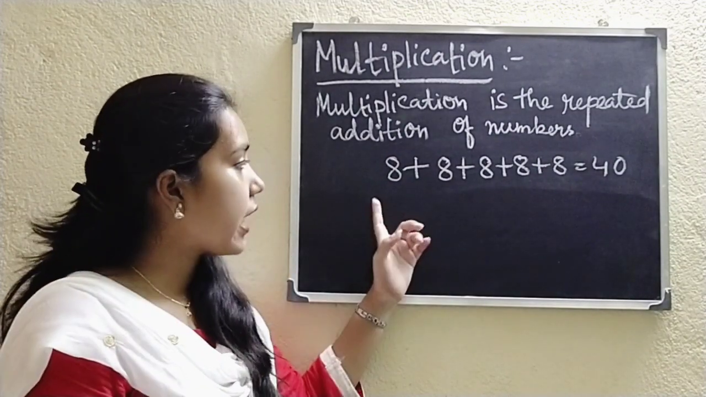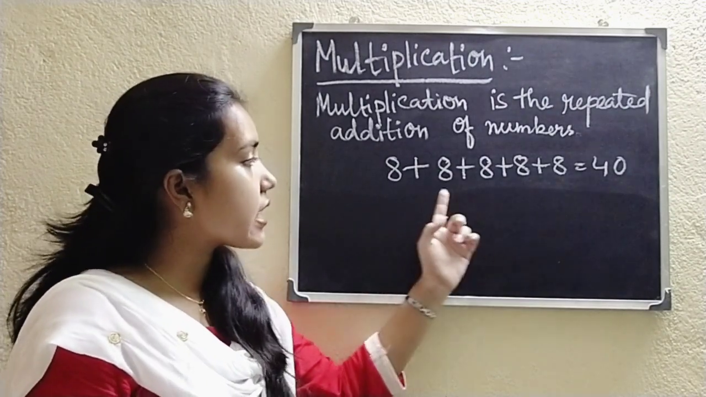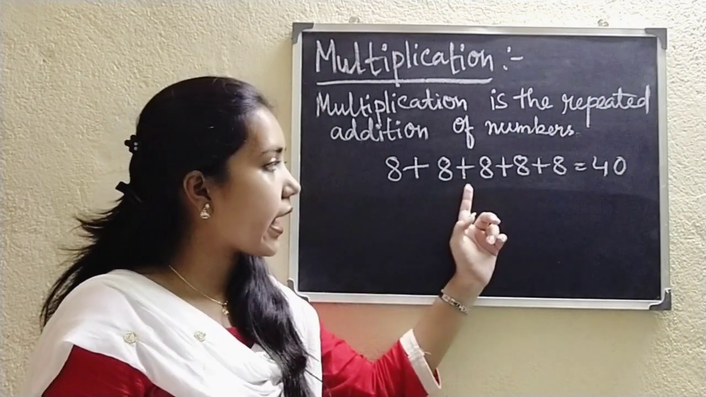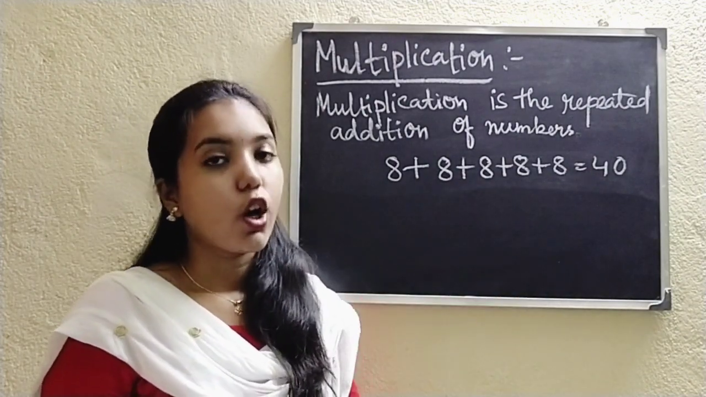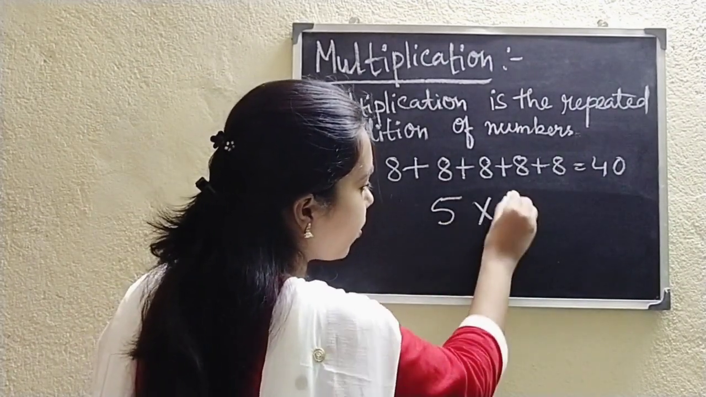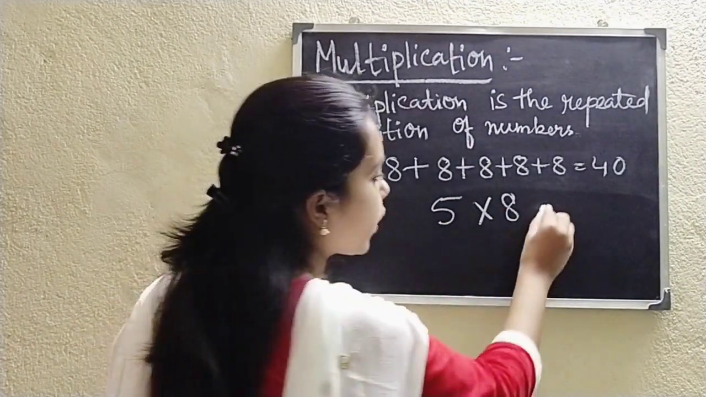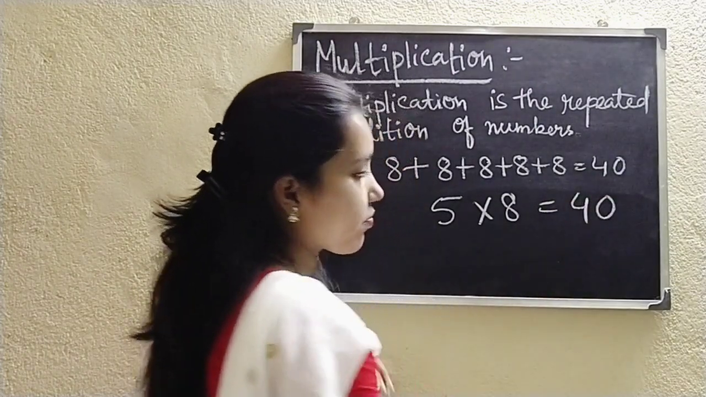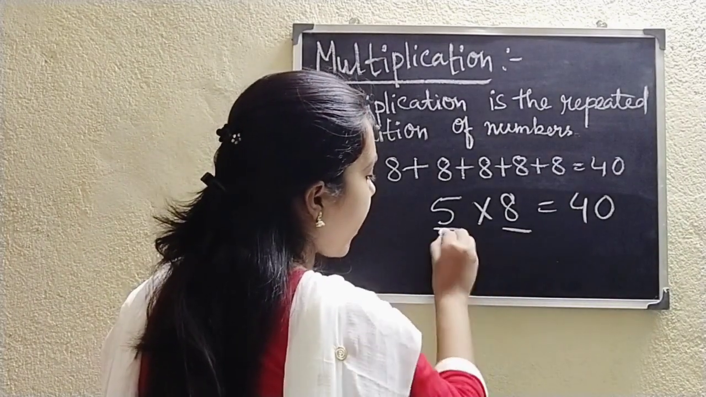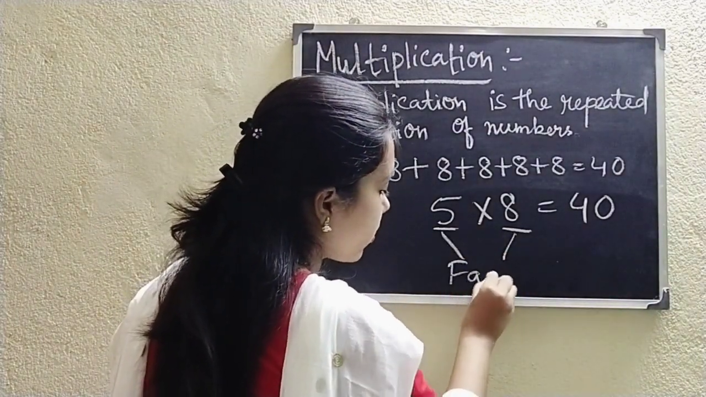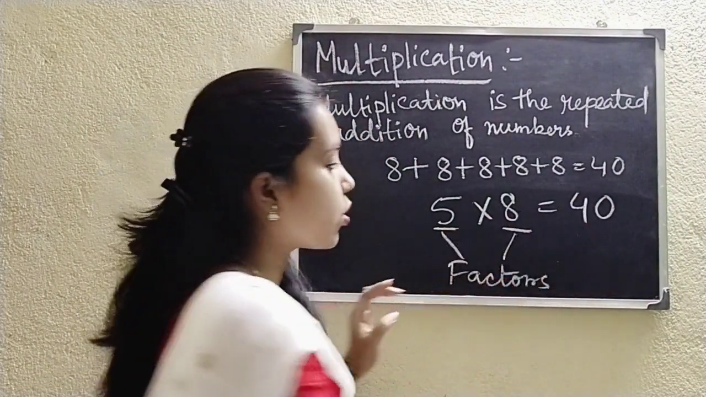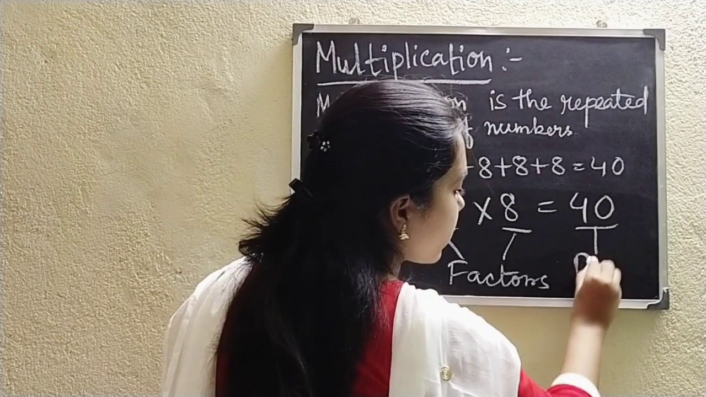Here we have an example. Here 8 is added 5 times. So we can say that 5 times 8 is equal to 40. Or in short, we can write it as 5 into 8, that is equal to 40. Here 5 and 8 are known as factors, and the number 40 is known as their product.